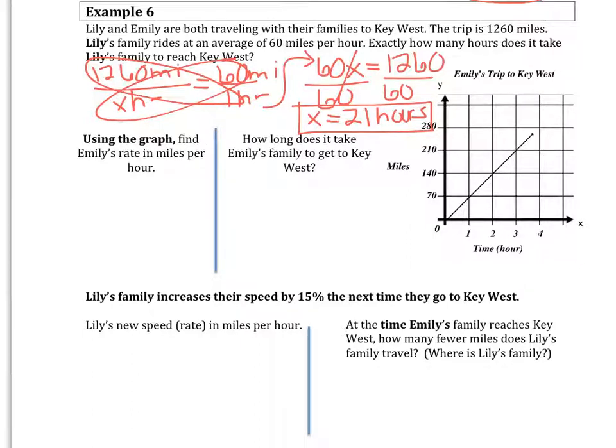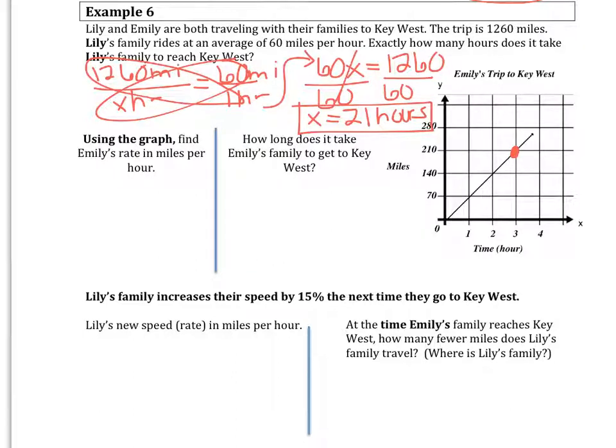Now it says using the graph, find Emily's rate in miles per hour. So Emily's rate is given in a graph form. So what we're going to do is look for a very clear point, and there might be multiple of these, but a very clear point where we can see what her speed is.